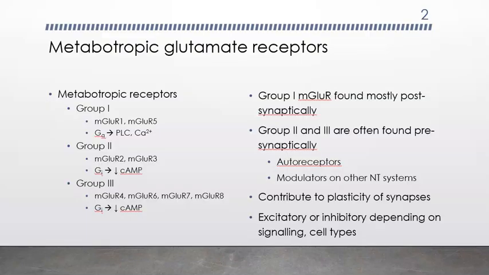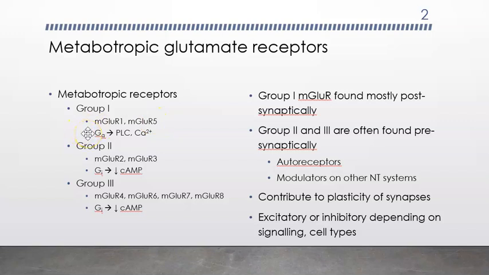So, our metabotropic glutamate receptors. Now remember that these receptors are going to be slower than the ionotropic receptors. However, because they're glutamate, they're still going to be faster than some of the other neurotransmitter receptors. Okay. Now I mentioned before that there are three different groups of receptors here, group 1, 2, and 3. Group 1, this is mGluR1 and mGluR5. Okay, so M for metabotropic, glutamate receptor 1 and 5.